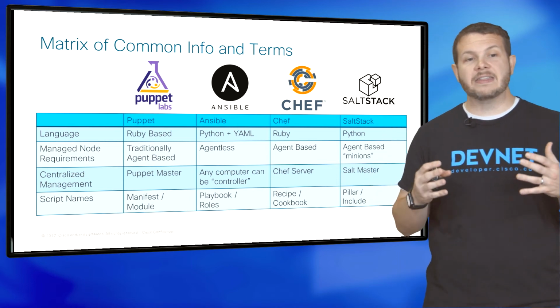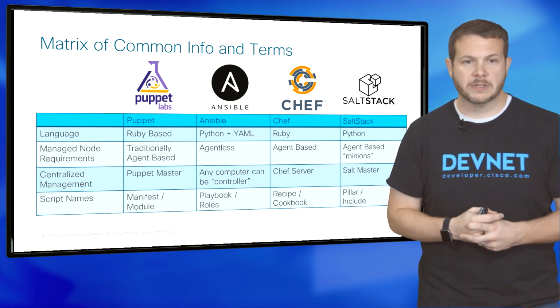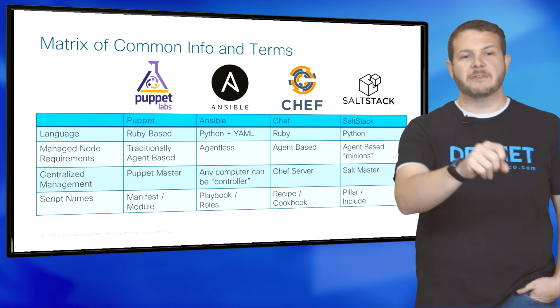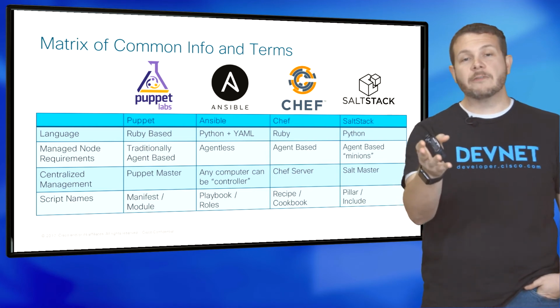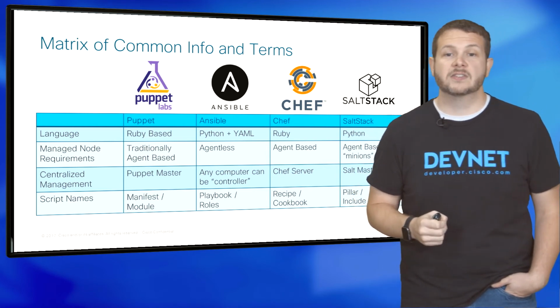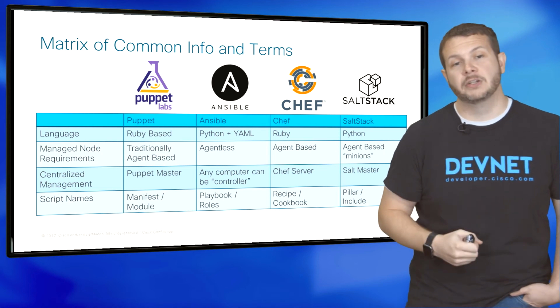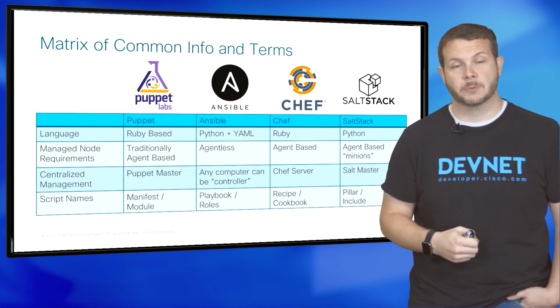And then finally are the script names or the module names that we're going to leverage. With Puppet, we have manifests and modules. In Ansible, we've got playbooks and roles. Chef offers us recipes and cookbooks. And so, with Salt, we have pillars and then includes that bring together these components that go through.